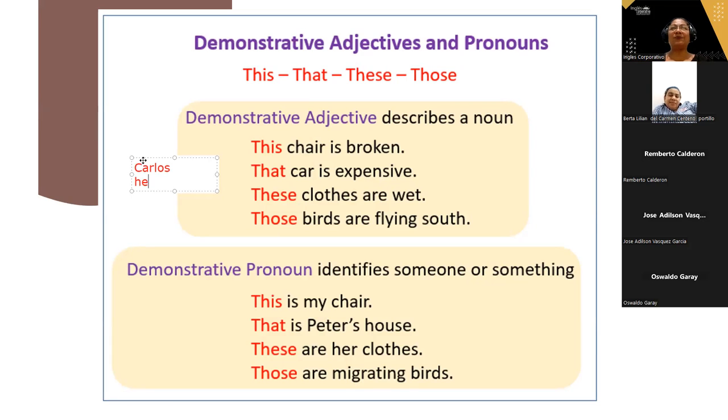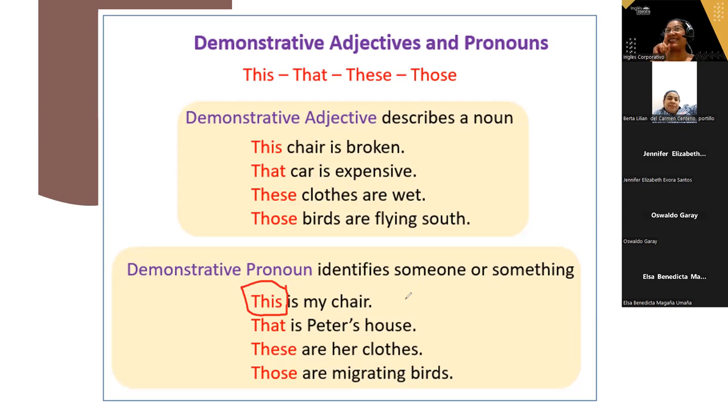Something similar comes with this, because it says demonstrative pronoun. Quiere decir que a quién va a sustituir ese demonstrative pronoun. To the noun. ¿Cuál noun? When I say this is my chair, entonces ese this, ¿de qué está hablando? De una cosa. ¿De cuál cosa específicamente? De la silla.